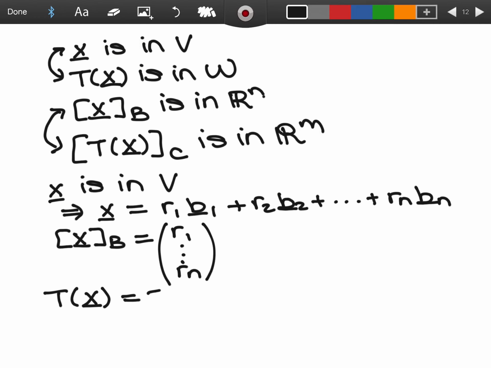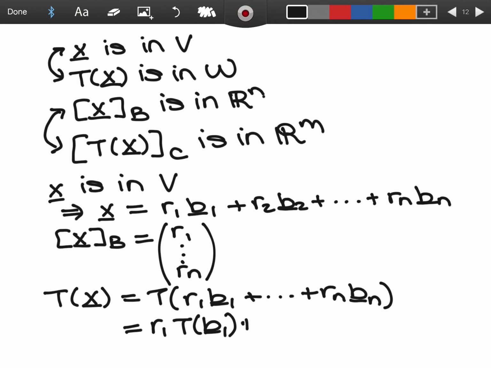Now I know that X is R1B1 through to RnBn, and I know that T is linear. So I can break this up and bring those coefficients, those constants, R1 through Rn, out the front. So I can write this as R1 T of B1 plus R2 T of B2 up to Rn T of Bn, because T is a linear transformation, so I can do that.